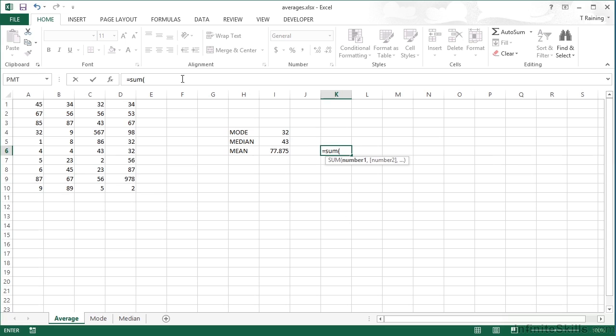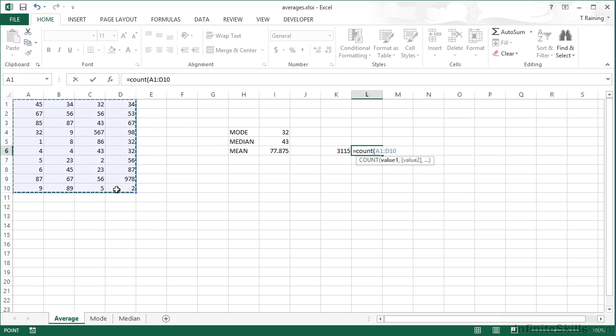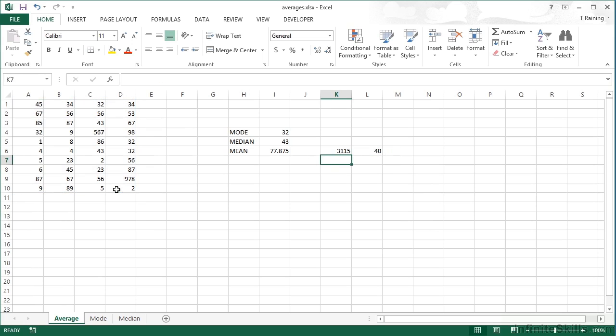So we can do a sum to get me a grand total, and we can do a count to tell me how many numbers there are in the range, and then we can divide one by the other. So it's the grand total divided by the count, 77.875. Exactly the same answer is retrieved from using these 3 functions as it is from the one average function. So it's adding them all up and dividing by however many there are. So those are your 3 average functions.